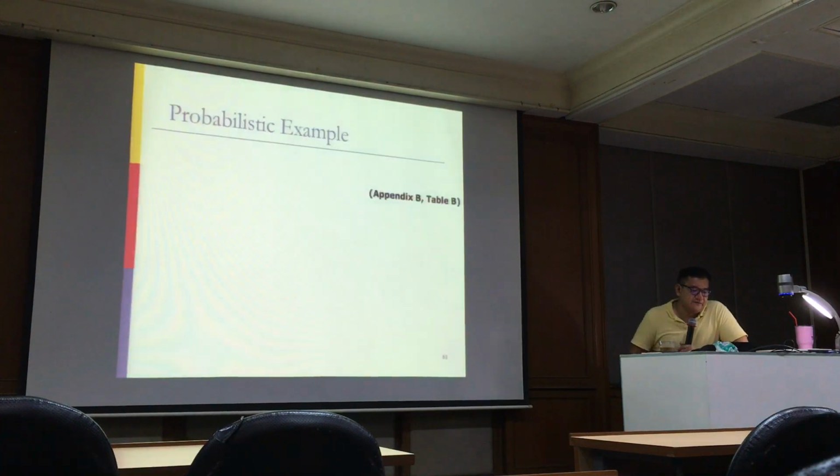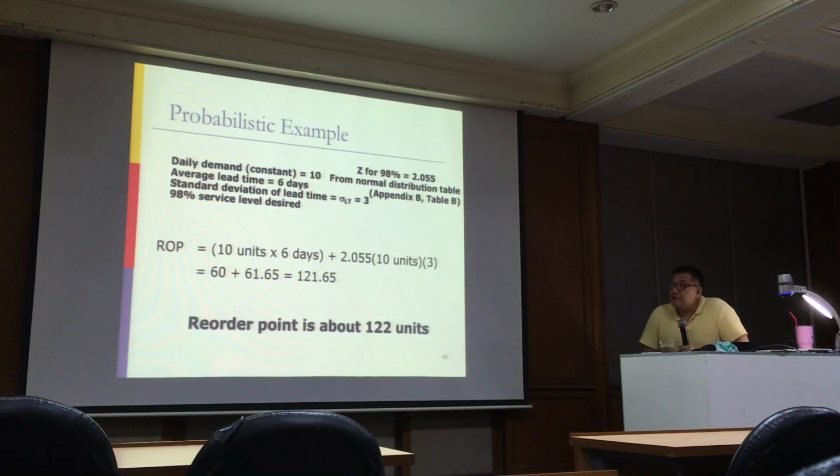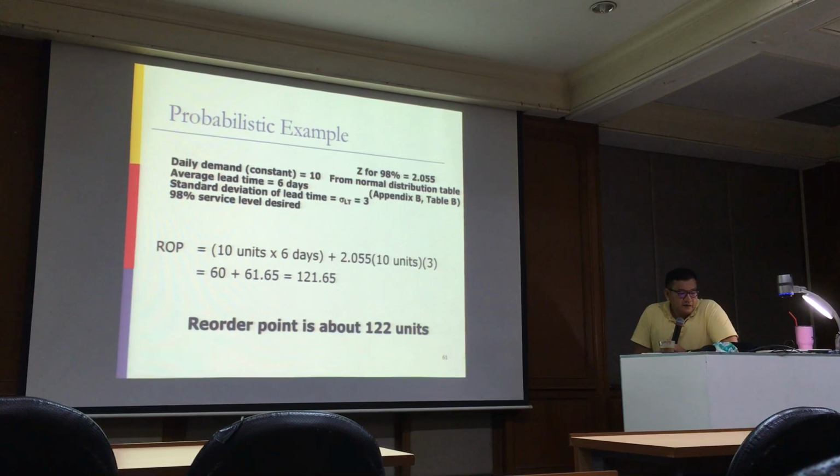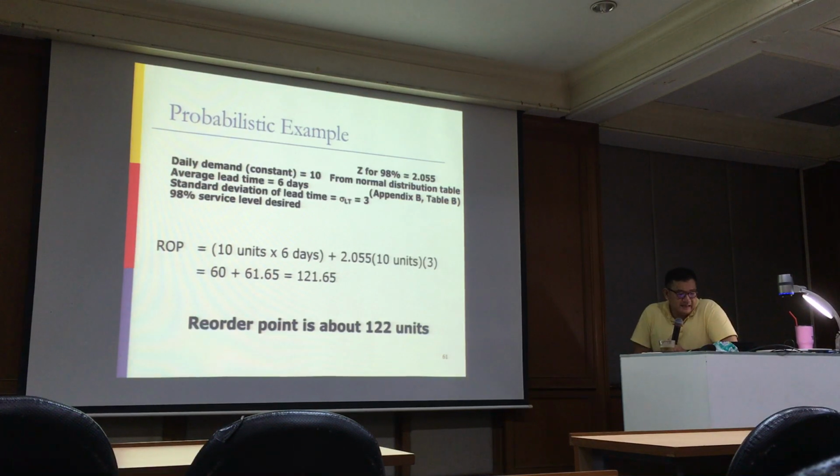Okay, I will show you. How about this condition? You have the demand constant equal to 10. Lead time is not constant, it varies, but you know the distribution of lead time: the mean lead time is 6 days, and the standard deviation of lead time is 3. You want a 98% service level. So what will be the reorder point and safety stock in this case?